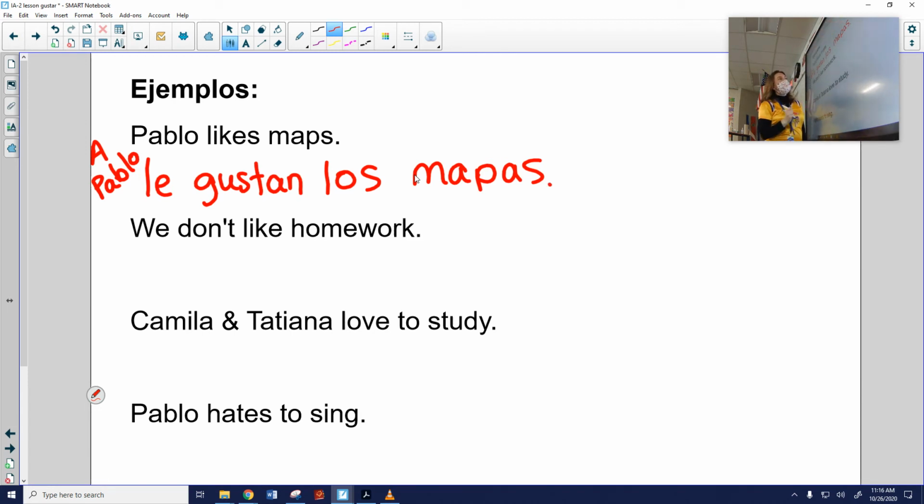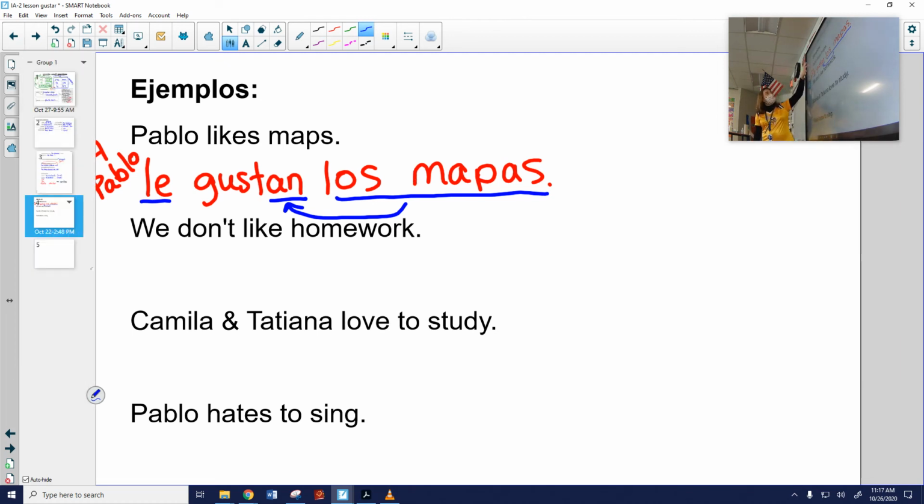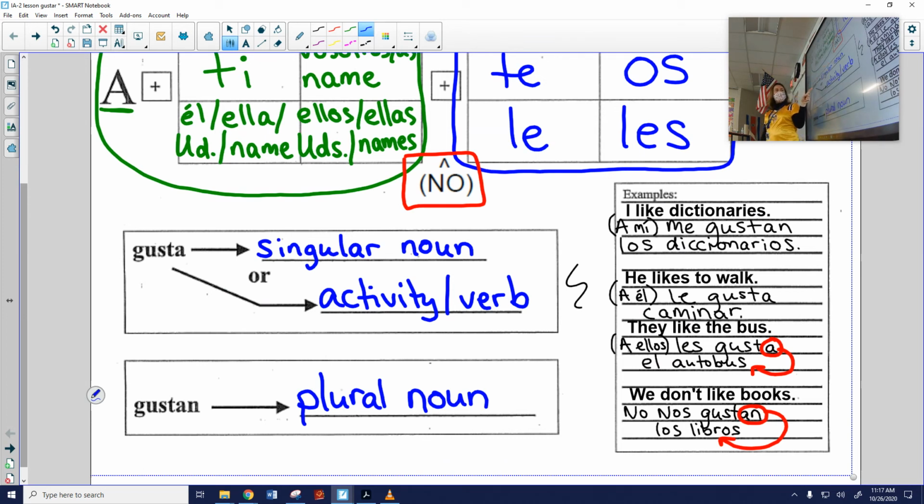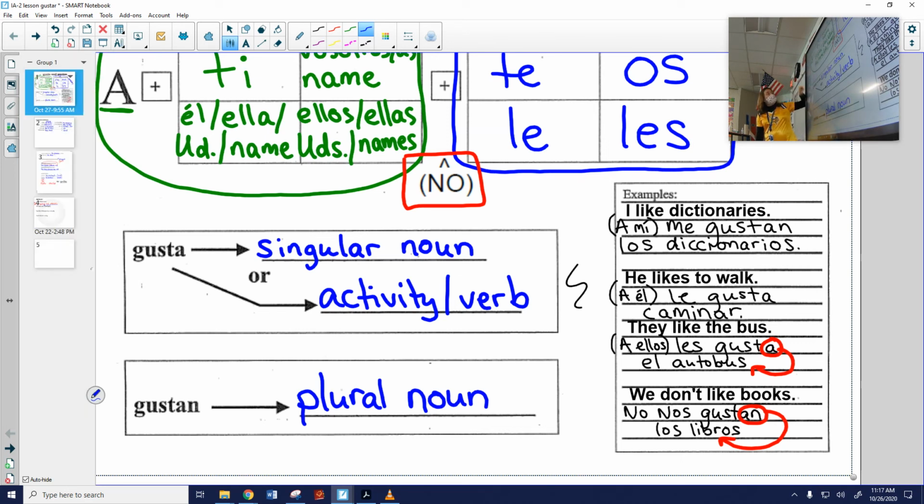mapas. Punto. Why is gustan with an N on it? Isn't Pablo the subject who likes it? Good question. Because this gustan matches maps. Literally, we're saying the maps, they please him. They are pleasing to him. So actually, the subject of this sentence is los mapas. And so with every type of, like, inanimate object, do we use gustar? It depends on if the object is singular, then you'd use gusta. If it's a plural object, you would use gustan. So maps are plural, so we're going to use gustan.